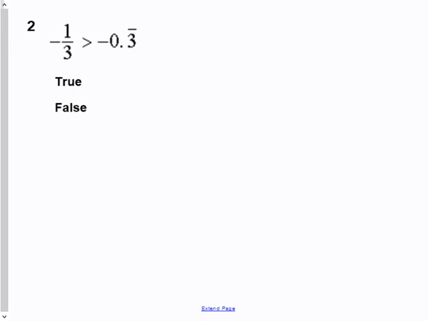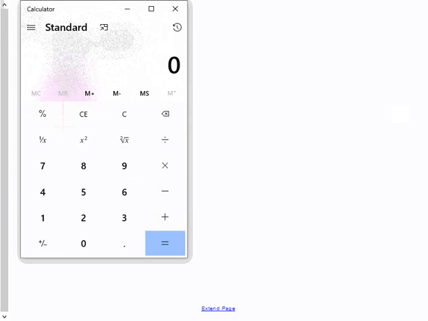Question 2, we have -1/3 is greater than -0.3 repeating. The answer for this is false, because if we change -1/3 to a decimal using a calculator, and say what is 1 divided by 3, it will tell you it's decimal 3 repeating, which is exactly what the other side is. So in order to show your working, you just say they're equal. They're not different. They are equal.